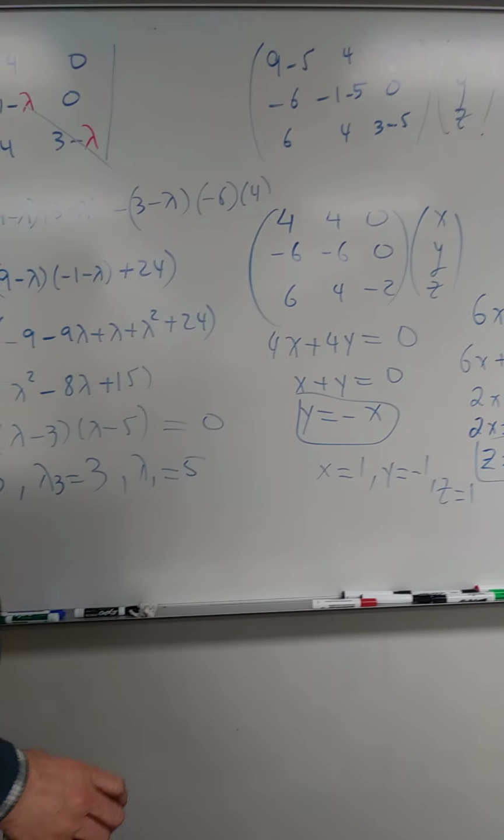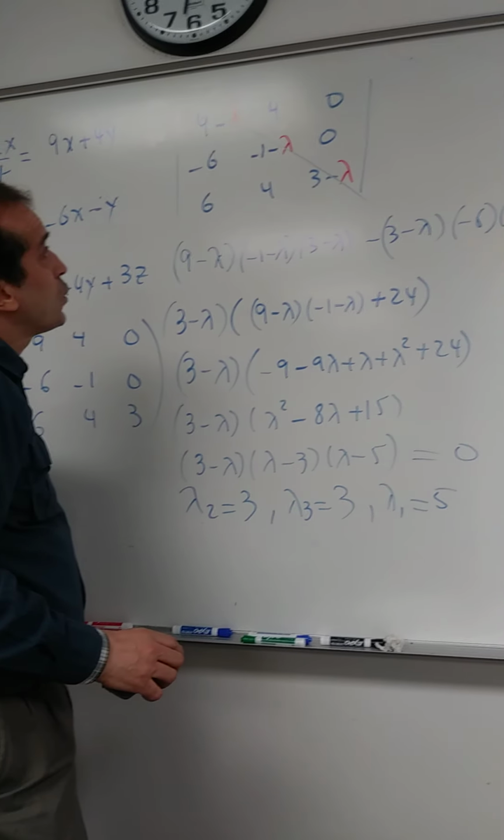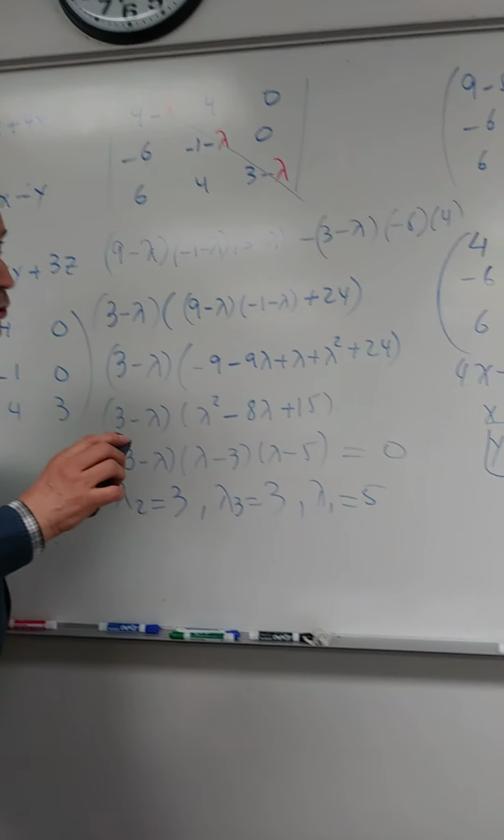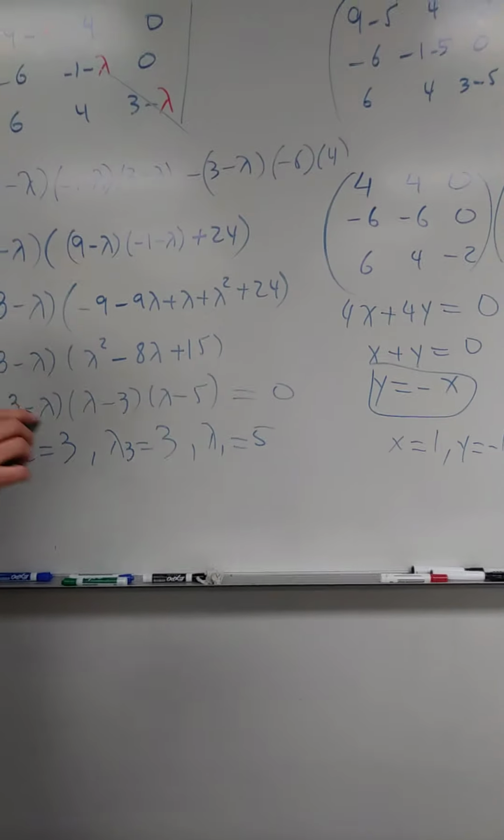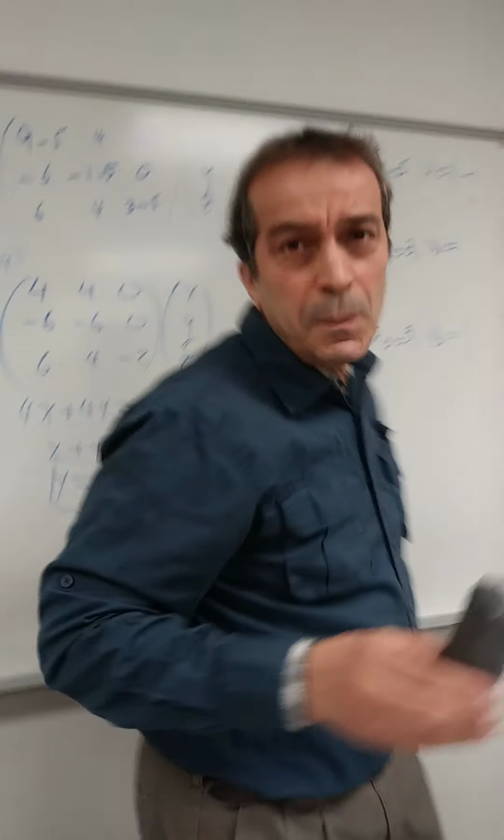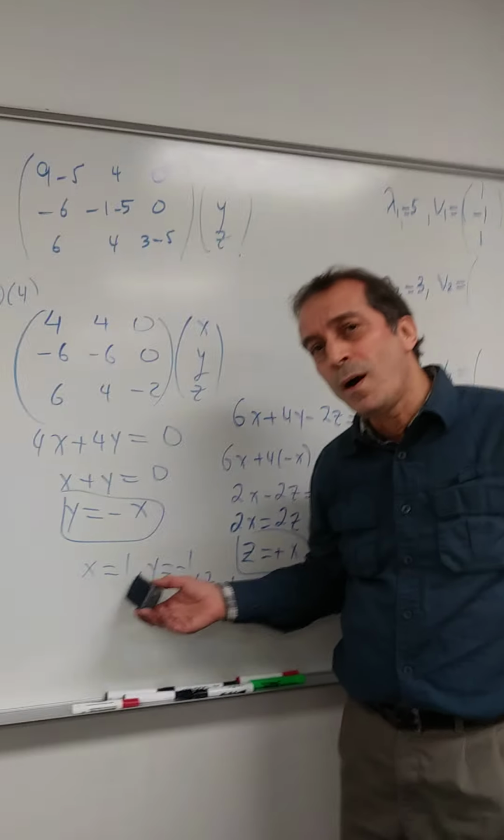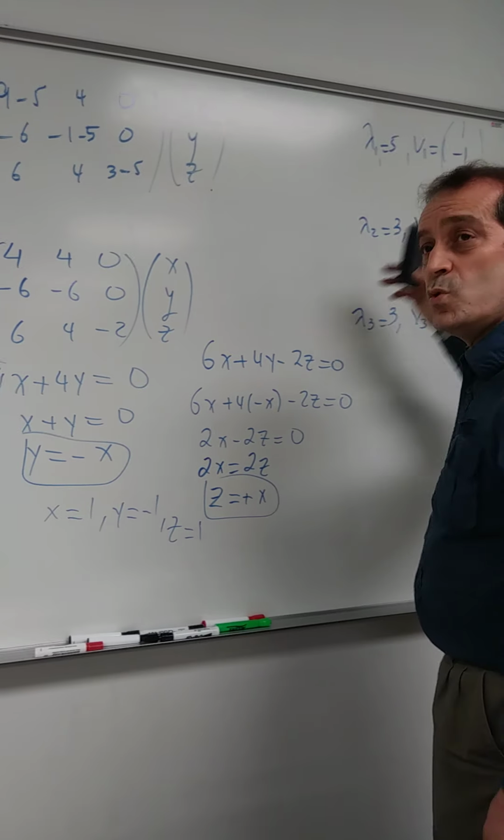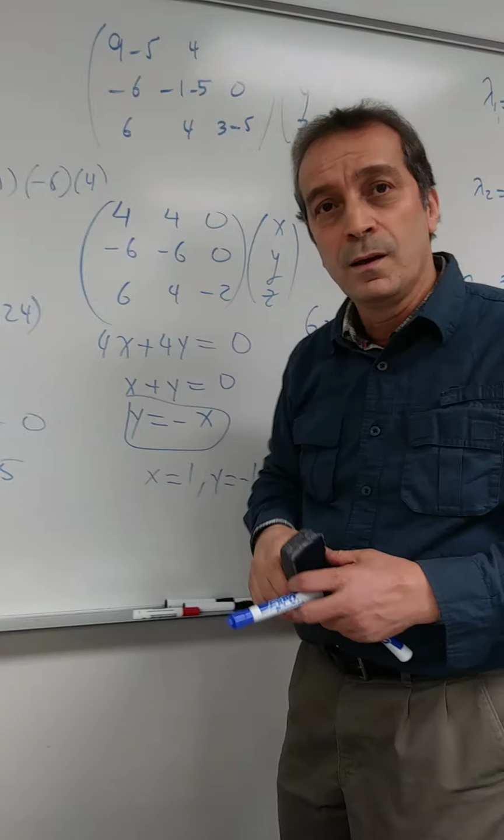Now we're going to find the eigenvector corresponding to the second eigenvalue, lambda 2 equals 3. Again, if somebody had picked different numbers here for x, y, and z, like 2, minus 2, 2, it's fine. They'll get the same eigenvector.